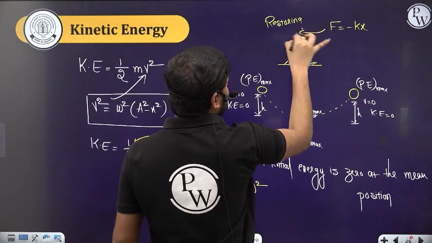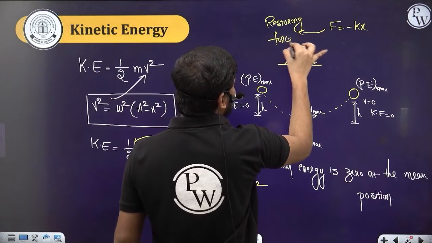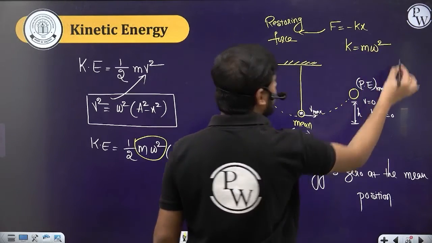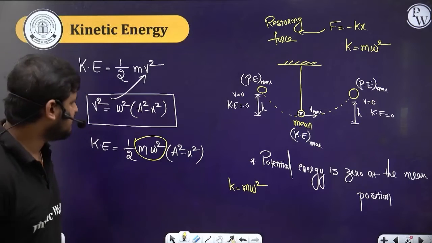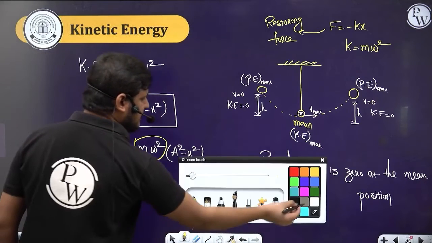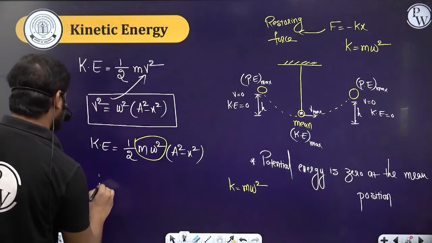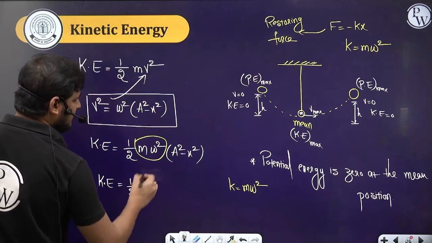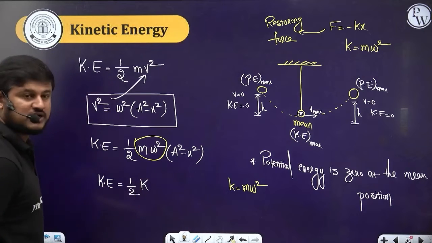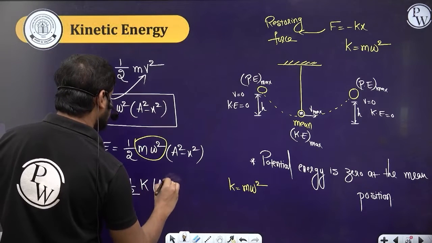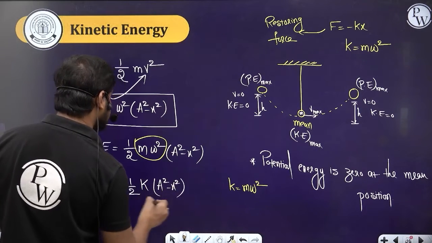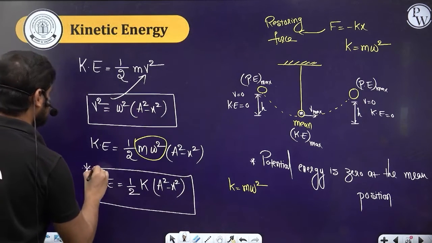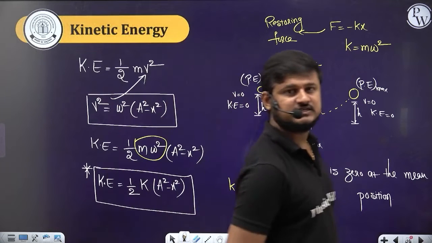Right, it's a restoring force. So in this, the k is what? The k is m omega square. So the same thing I am substituting here. So the KE is equal to half k, in place of m omega square, into a square minus x square. So this is the equation of kinetic energy.